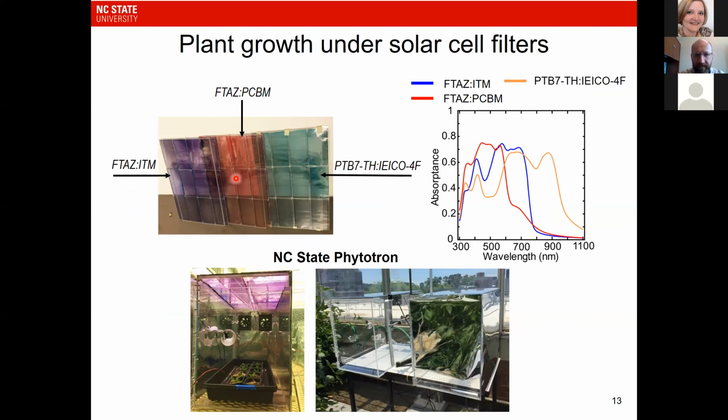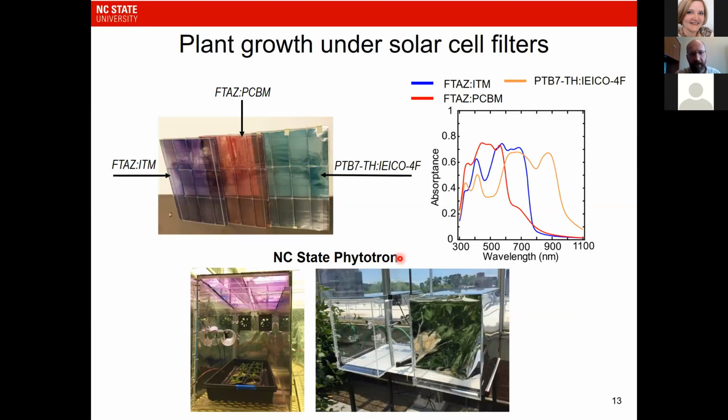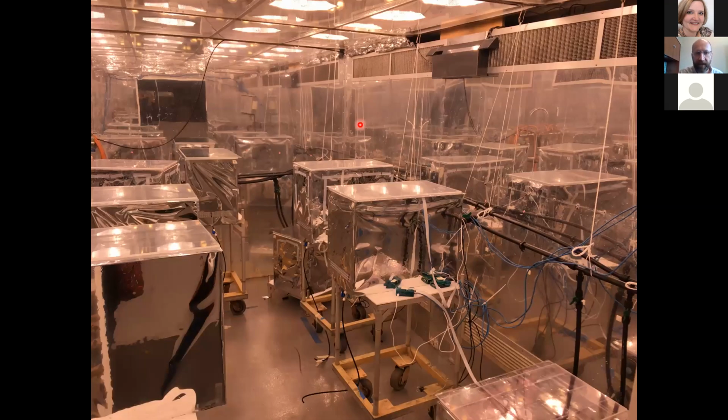And you can see we use these different materials that have different colors and different transmission characteristics. And then we grew red leaf lettuce in these boxes. We put them in what's called the NC State Phytotron, which is a building on North Campus that is kind of interesting. They have these chambers like this one shown here where we did the study that have really controlled environments in terms of lighting, temperature, water supply, nutrients, etc.